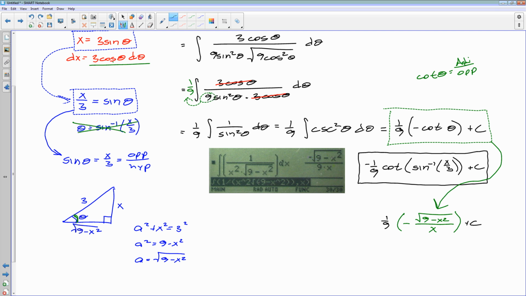Negative root 9 minus x squared over 9x. The calculator doesn't do the plus c. I don't know why. It actually has the ability, but it doesn't do that. And that is how we will answer our questions when we do trig substitution. You have to go back and draw the triangle to get my cotangent theta back into terms of x. So there is example number 1.